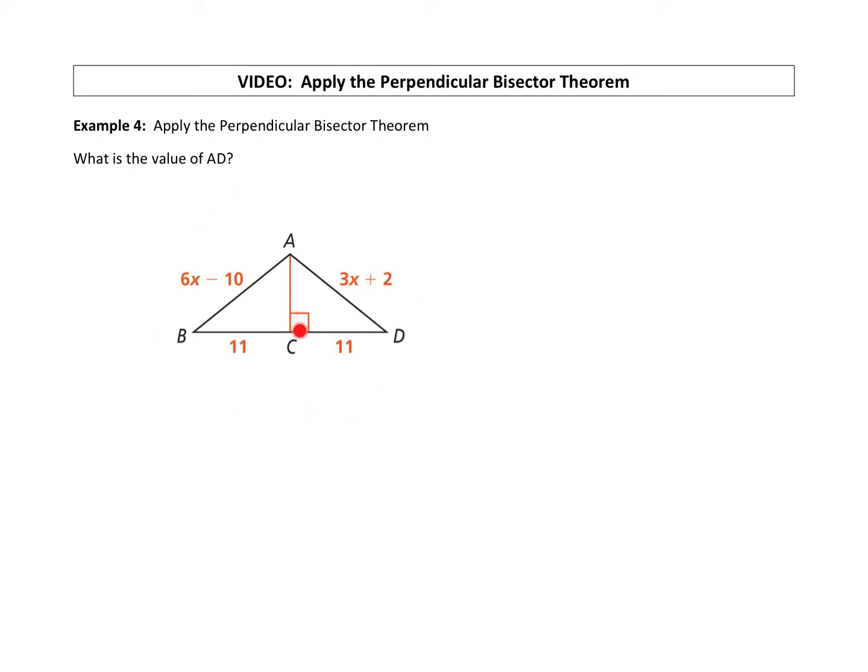Well, I see a right angle. So AC is perpendicular to BD. I also notice that C is a midpoint of BD because C is in the middle. We've got 11 to the left, 11 to the right, giving us congruent segments. So that means that AC is also bisecting BD. So just from the picture, we can tell that AC is the perpendicular bisector.